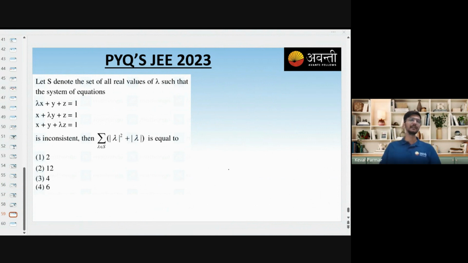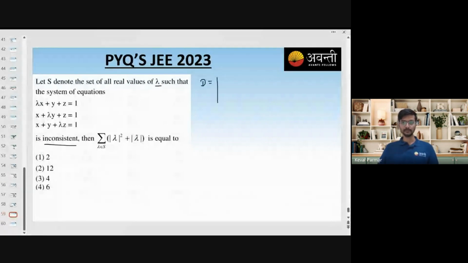Okay, the question says let S denote the set of all values of lambda. That means there are multiple values of lambda so that this system is inconsistent. What does it mean by the system is inconsistent, guys? System is inconsistent clearly means that the determinant D is equal to 0. So let us try to calculate the determinant.